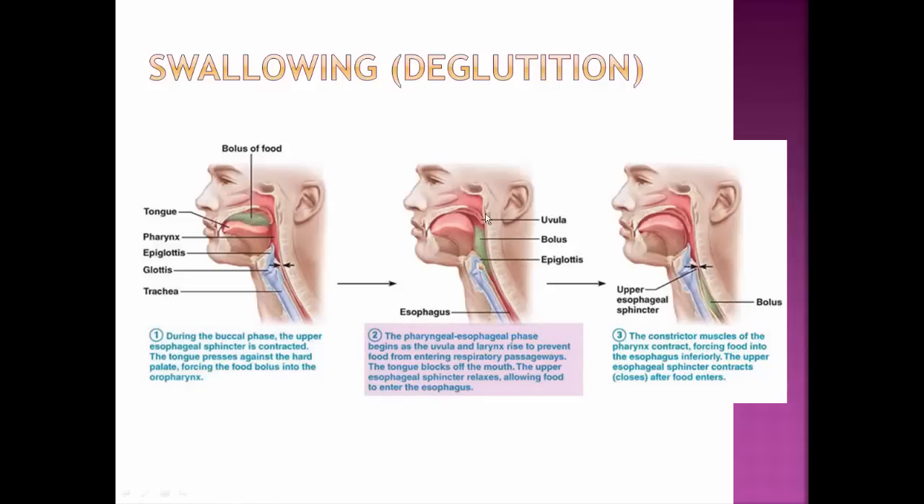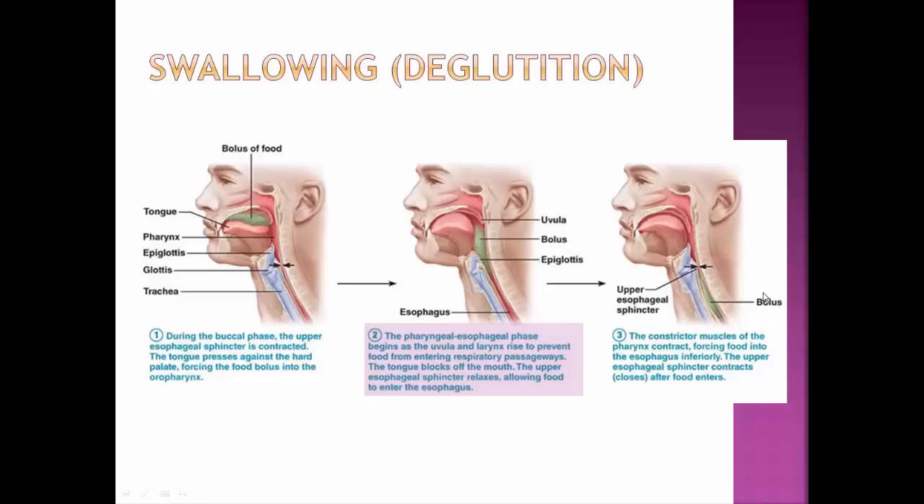Here, the uvula, that little thing that hangs down, which is the tip of the soft palate, moves up, and then notice that it's going to block the nasal cavity here, so food won't go up into your nasal cavity. The tongue moves up and blocks against the hard palate, so the food doesn't come out your mouth. So the only direction the food has is to go down into the pharynx and start into the esophagus.